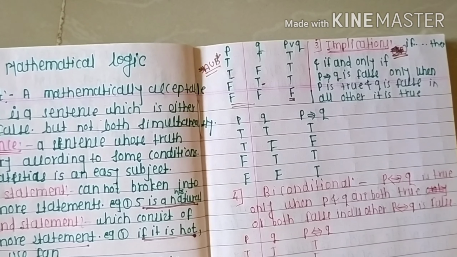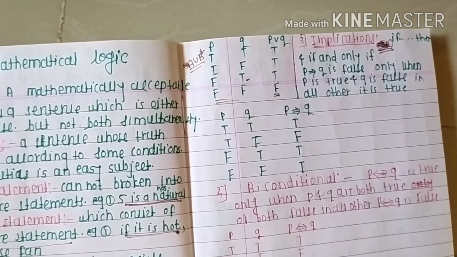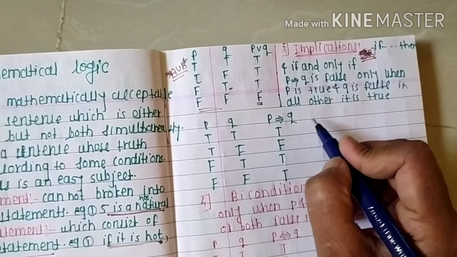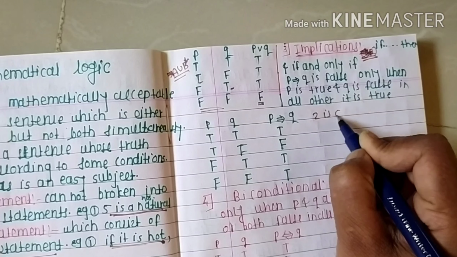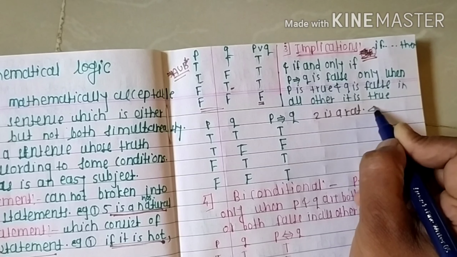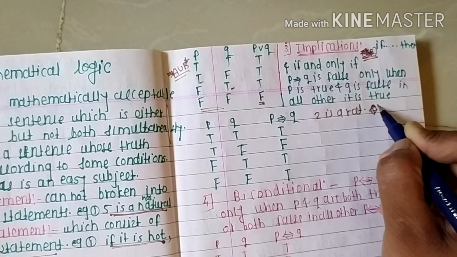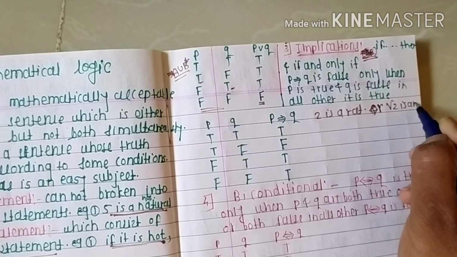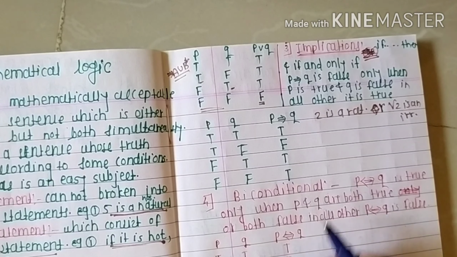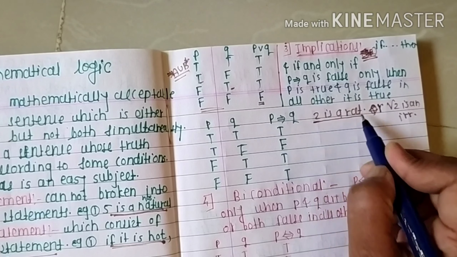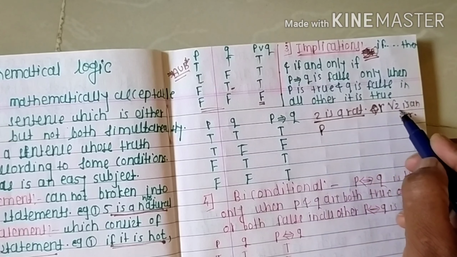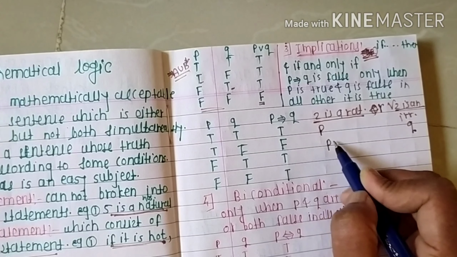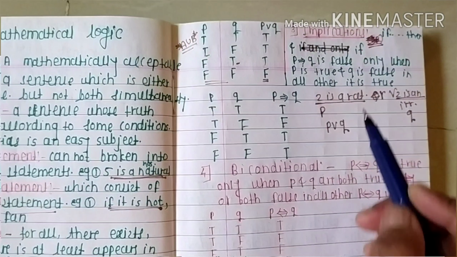If you want to write a given statement in symbolic form, for example, 2 is a rational number, or root 2 is an irrational number. Here OR is present. The statement 2 is a rational number is statement P, and root 2 is an irrational number is statement Q, and we write it symbolically as P or Q.